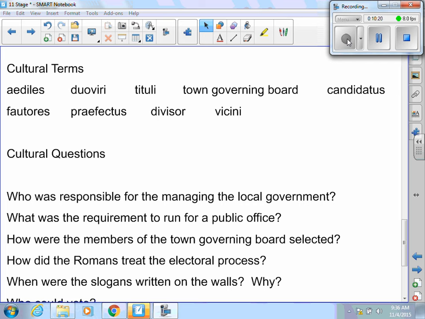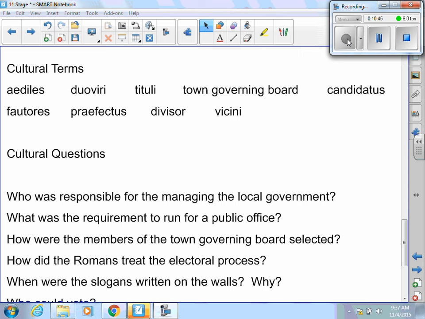Candidatus, that's the person running for an office. Praetores is going to be their supporters. Praefectus, that's somebody that the emperor would elect to make sure that everything in the government was going well. Divisor is basically the campaign manager. Vicini is the neighbors that would probably support the candidate, or the supporters of a candidate that lived near him.